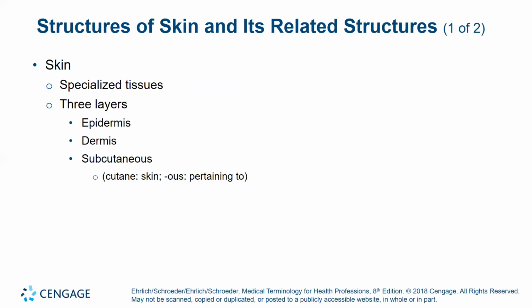The skin is specialized tissues. There's 3 layers. We have epidermis, dermis, and subcutaneous. And looking at this term, we can break it down. Cutaneous: cutan, skin, OUS, is pertaining to.